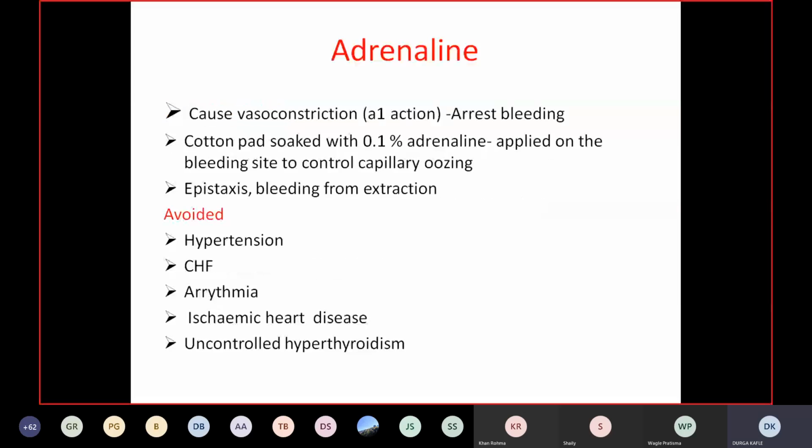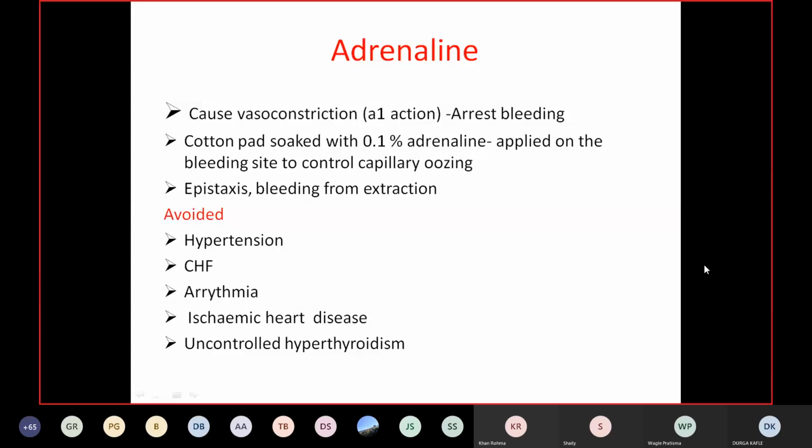Next, we have adrenaline. I think you are very familiar with the word adrenaline. What is adrenaline? Anyone? Adrenaline. Have you heard this drug's name?